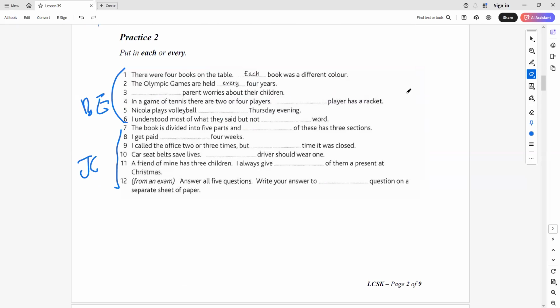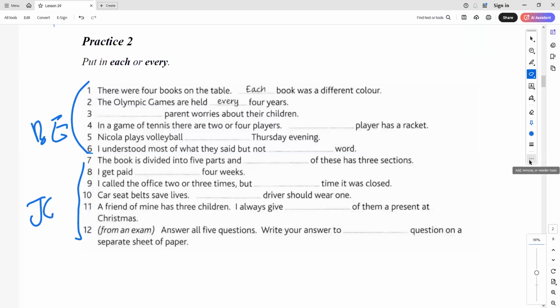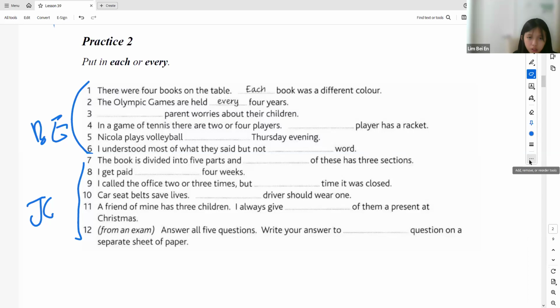Bei En, start now. There were 4 books on the table. Each book was a different color. The Olympic Games are held every 4 years. Yes, to show the frequency. Every parent worries about their children. Yes, every, because all parents. Okay. In the game of tennis, there are 2 or 4 players. Each player has a racket. Yes, each player refers to 2 or 4 players there, right?